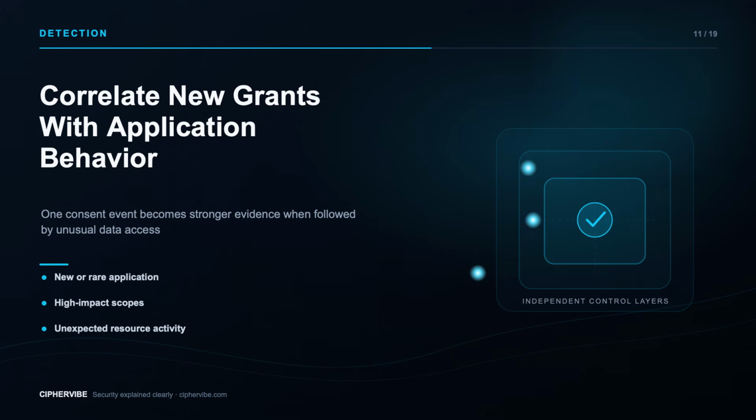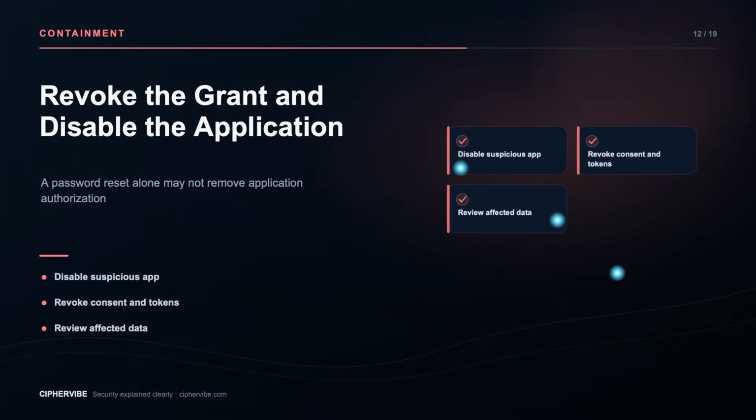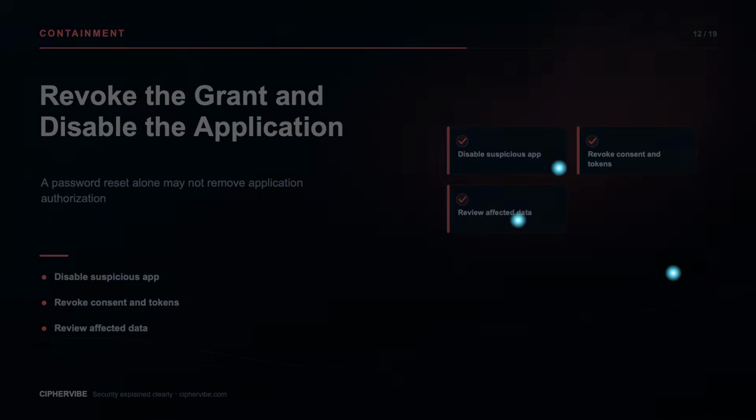Correlate the grant with subsequent file, mail, directory, or API access and the original message that drove the user. When an illicit grant is confirmed, disable the application according to platform guidance, revoke the consent grant and related tokens, block further consent, and review what the application accessed or changed. Protect affected users and investigate the lure. Resetting a password alone does not necessarily remove an external application's authorization.